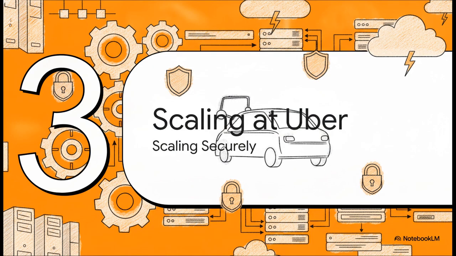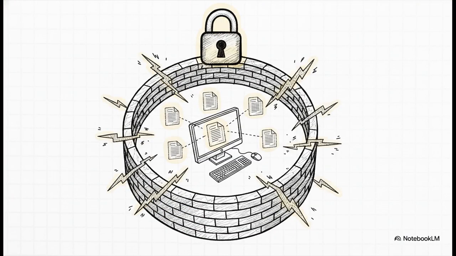Section 3. Scaling securely at Uber. So the crucial point is, deploying a tool like this at a massive, publicly traded enterprise requires clearing some major hurdles. The biggest one, a 100% local pipeline.